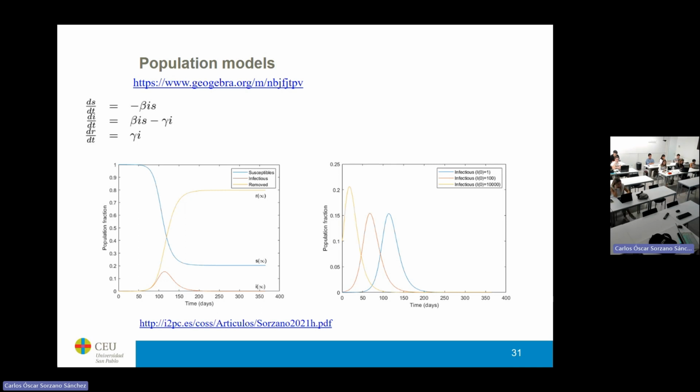And you go to removed with another rate, gamma. This gamma doesn't depend on encounters. It will take you some time to recover or to die from it, and then you go to the removed set.